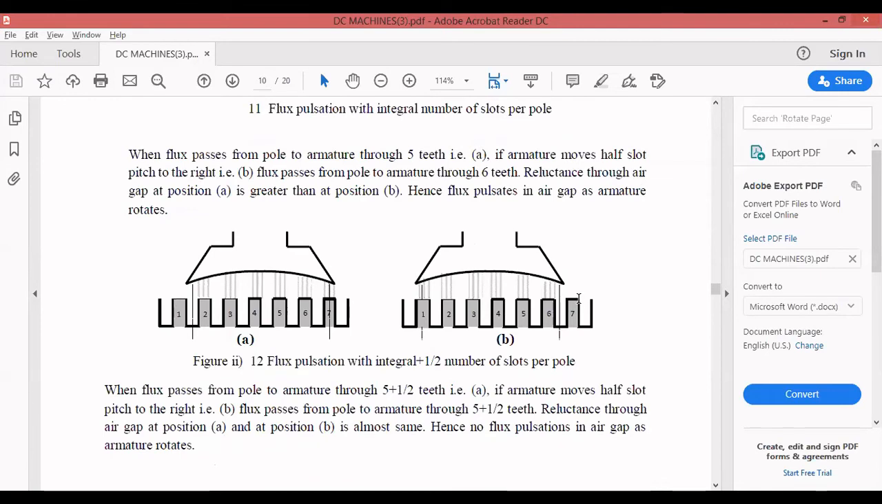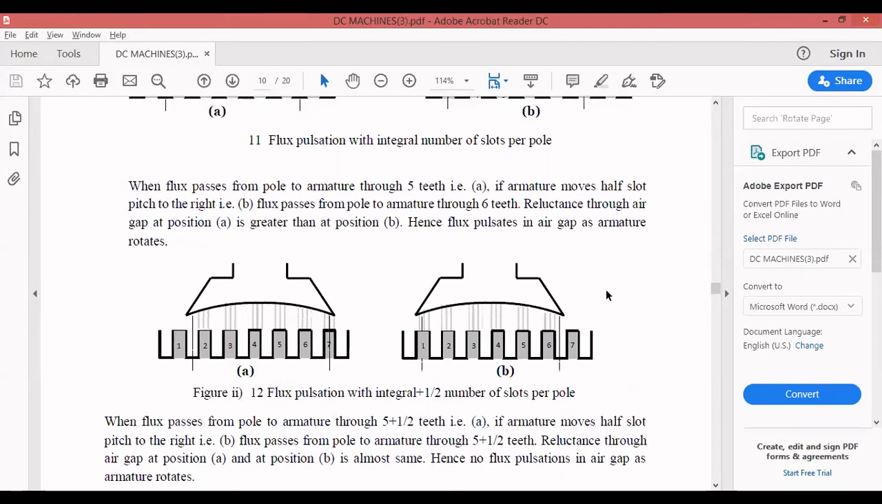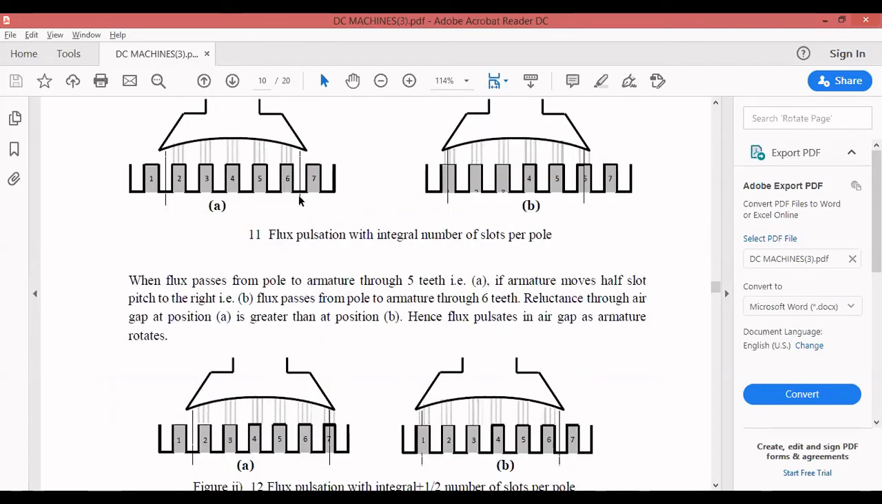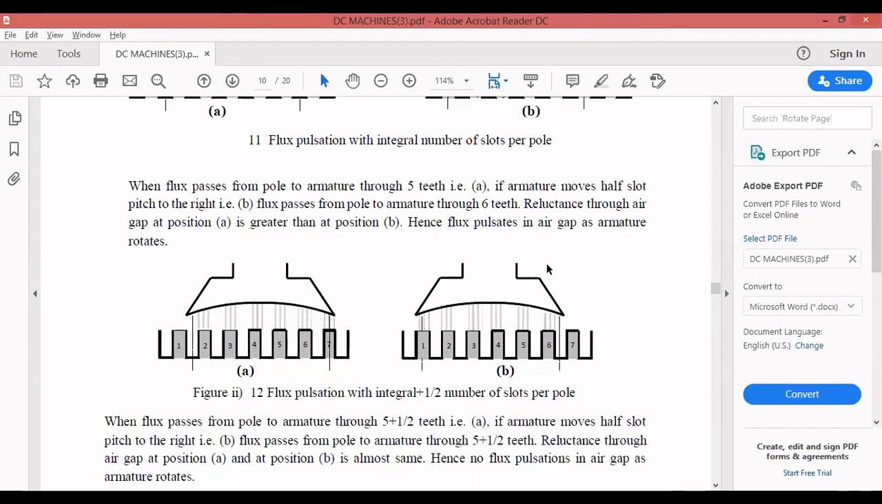Next, come to figures A and B. Next, flux pulsation with the fractional slot. Here in this figure, we have seen that if fewer teeth are under the pole arc, there will be more reluctance, so more flux pulsation. If more teeth are under the pole arc, there will be less reluctance, therefore less flux pulsation.